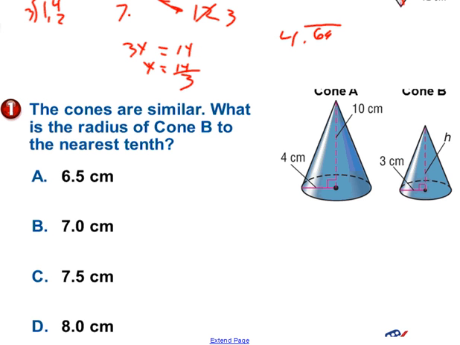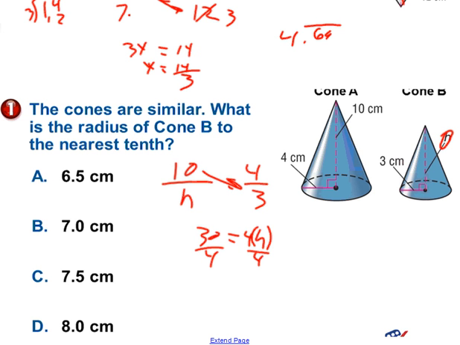The cones are similar. What is the radius of cone B to the nearest tenth? Well, I think they mean to say the height is the unknown part here. So I'm going to say the height of 10 is to the height of our unknown for cone B as 4 is to 3 for the two cones. As I do my cross multiplying, I'm going to do 10 times 3 and get 30 is equal to 4 times h. Divide both sides by 4. And I'm going to get h is equal to 30 divided by 4, which is 7.5. So 7.5 would be the height of cone B.